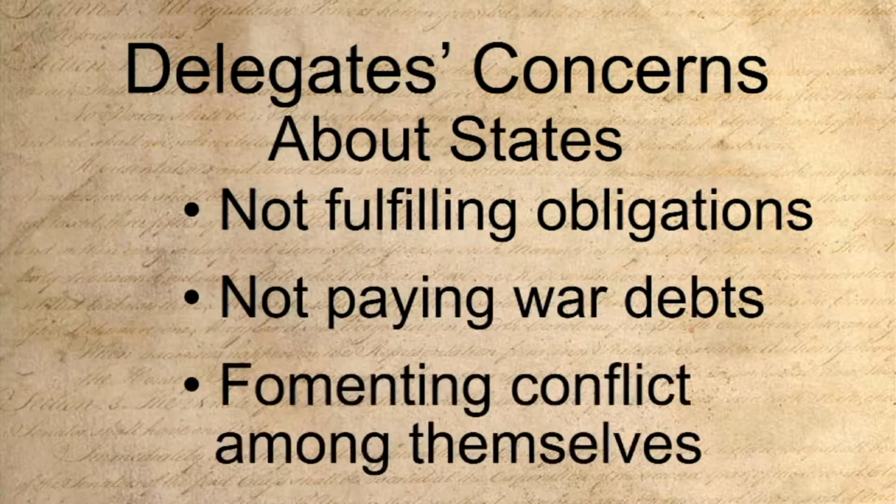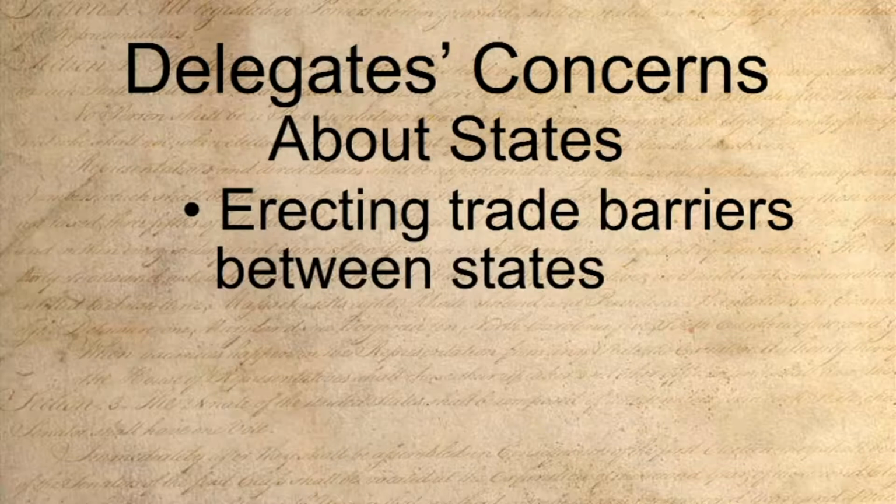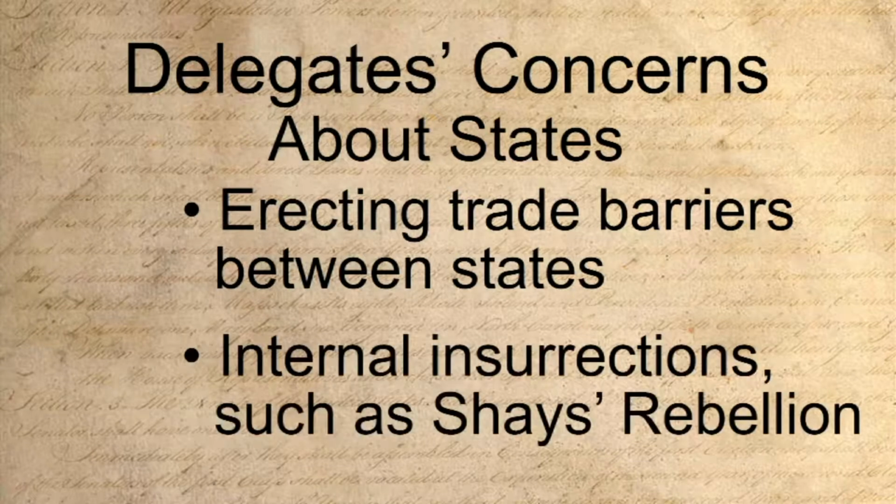They were concerned about state governments inserting themselves into properly national affairs, like making treaties, or also they were worried about state governments fomenting conflict between states. For example, erecting trade barriers between the states. So these were not idle threats. These had all happened in the 1780s. Delegates were also concerned about internal insurrections, Shays' Rebellion being a good example of what concerned many of them.